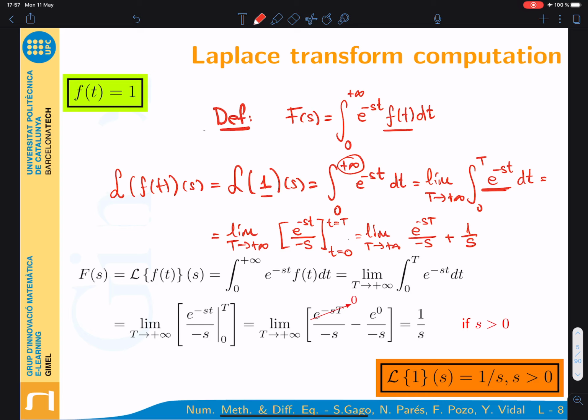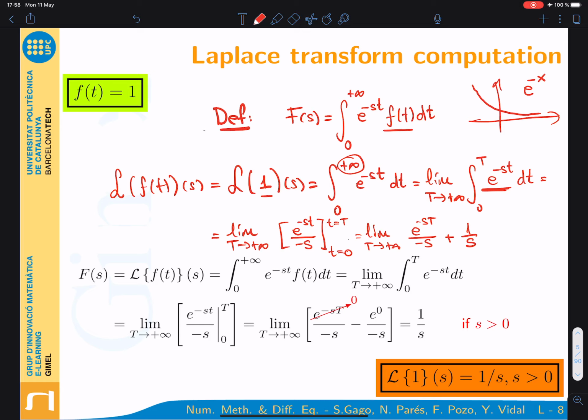Okay? Now, the only thing that remains to be solved is this limit. This part does not depend on capital T, so it's constant. So the only part that needs to be solved somehow is this limit. Now, what happens to this limit? Well, if I plot the exponential function, I know that the exponential function has this behavior when I plot e to the minus x, yeah?